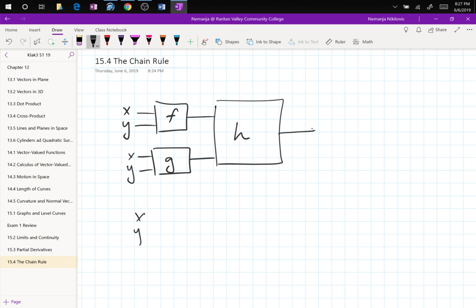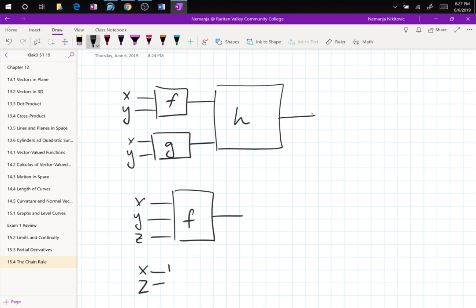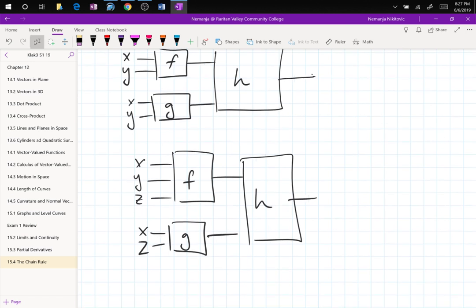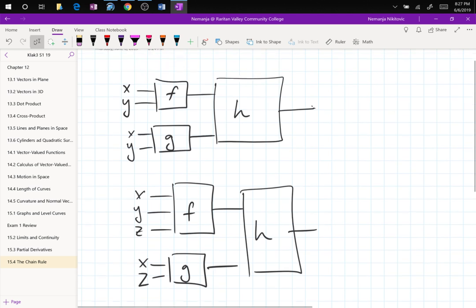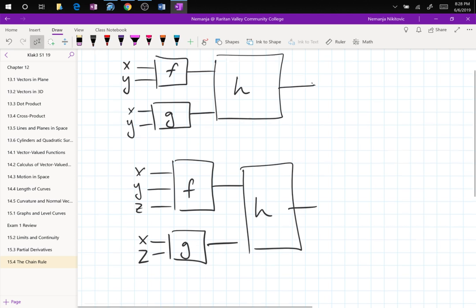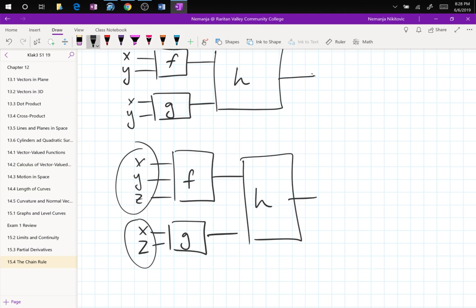Or you can have, let's say, x, y, z go in a function f, and then has an output, and then maybe just x and z go into a different function g, gives an output, and then that in another function gives an output. So there are many combinations that you can have, and you can see this is the same input, right? x, y in a different function, and then the outputs of that will be again driving some other function. Over here you have 3 inputs, and then only 2 out of 3 for the other one. So you can literally have anything.